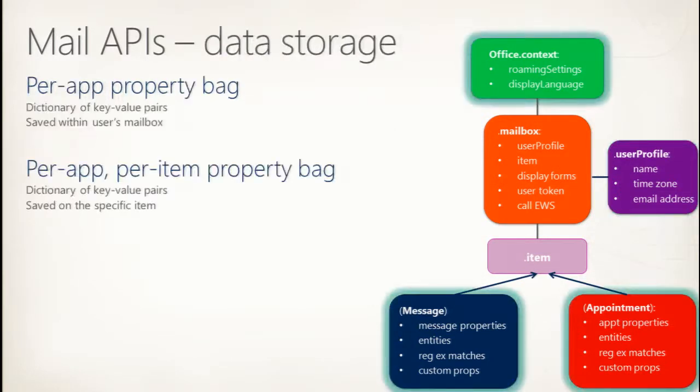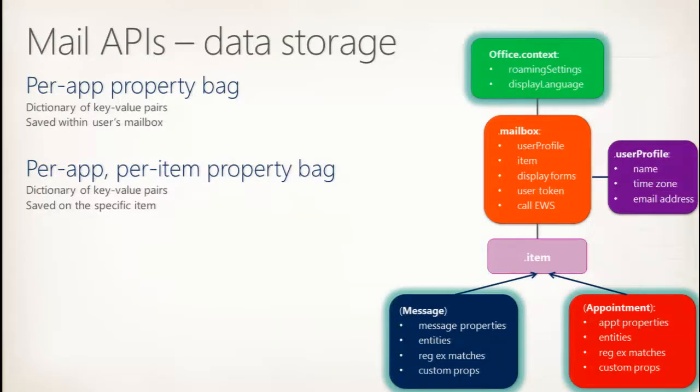The final point about mail app APIs is data storage. There are two types of data storage for mail APIs. We have a per app property bag and a per app per item property bag. Both of them are dictionaries of key value pairs. The per app property bag is saved within the mailbox, which means that regardless of what item your user opens your app on, because remember, apps are opened on an individual item, they're not opened on Outlook itself, regardless of what item the user opens the app on, that property bag will always be accessible.